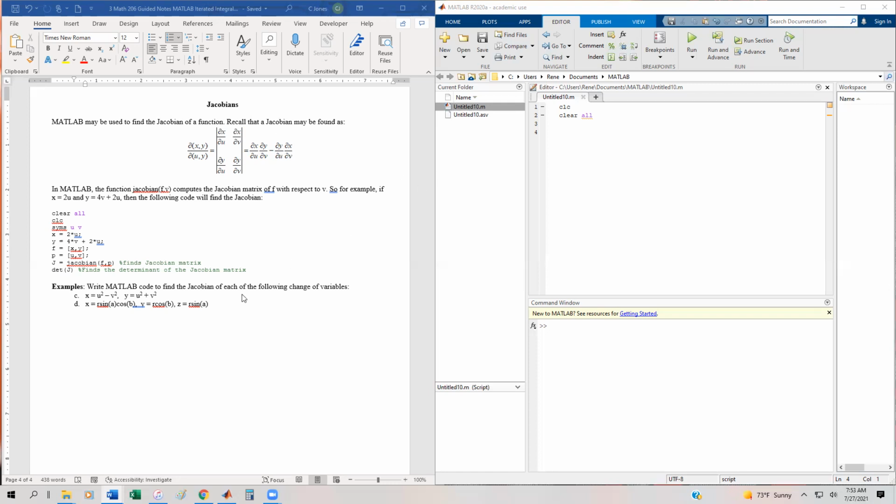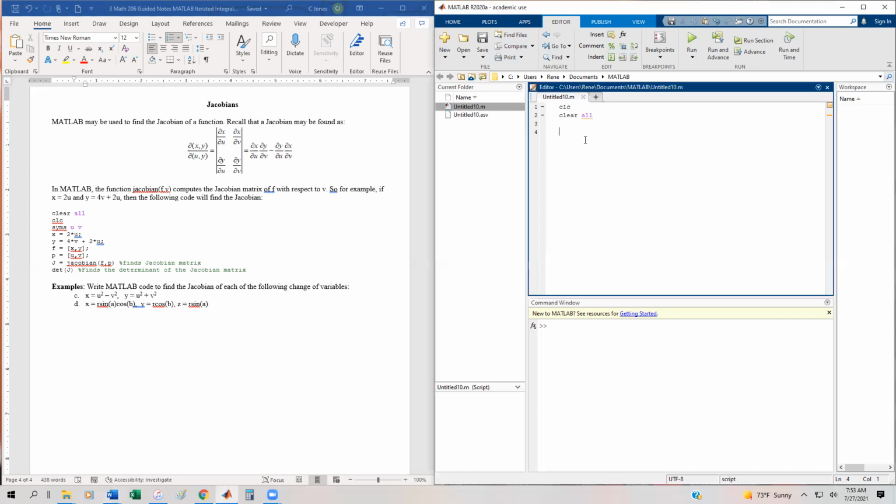We're going to take a look at two fairly basic examples of using MATLAB to find the Jacobian. The first one is in two variables: x equals u squared minus v squared, and y equals u squared plus v squared. Symbolic variables u and v, definition of x, which is u squared minus v squared, and definition of y, which is u squared plus v squared. Then we define our vector f, which is x comma y, and our vector p, which is u comma v.